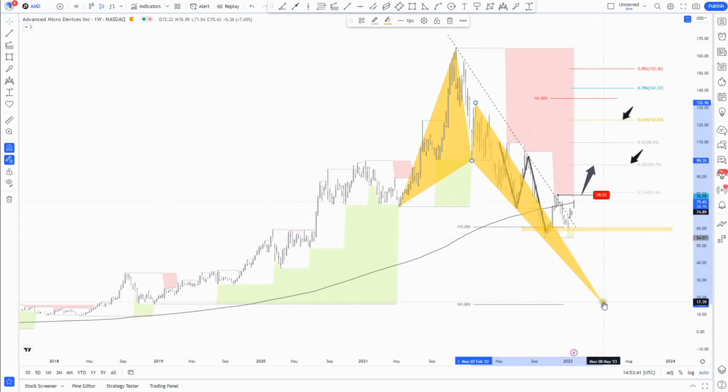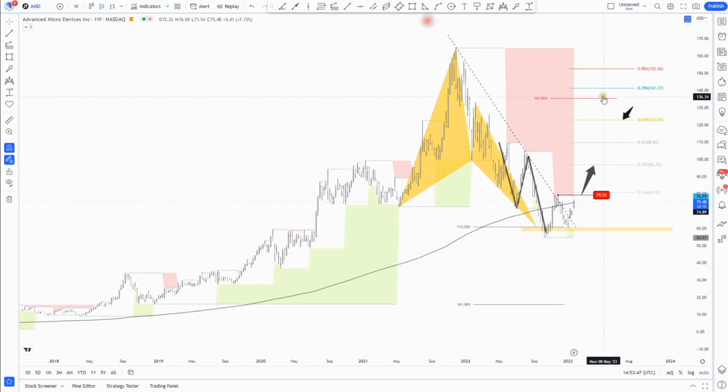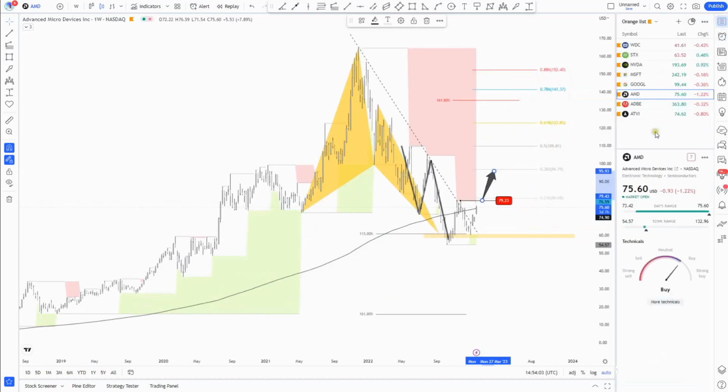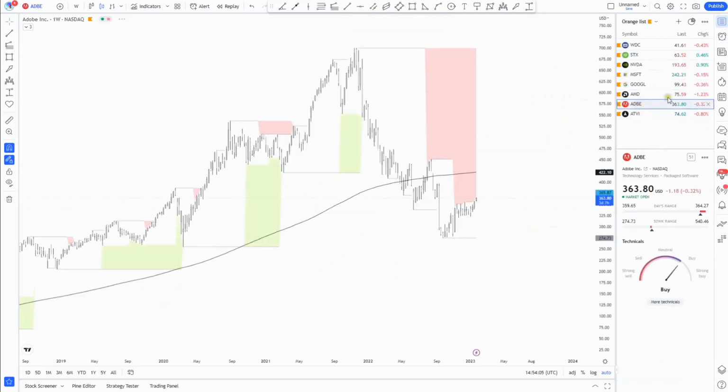If the price fails to find support at this price zone, of course, we may see more bearish momentum for AMD. But at this point, we are paying attention to potential moves to the upside, continuation or giving sequence to this bullish alt-bat pattern, which points, as I said, to 96.79, the 38% Fibonacci retracement level.